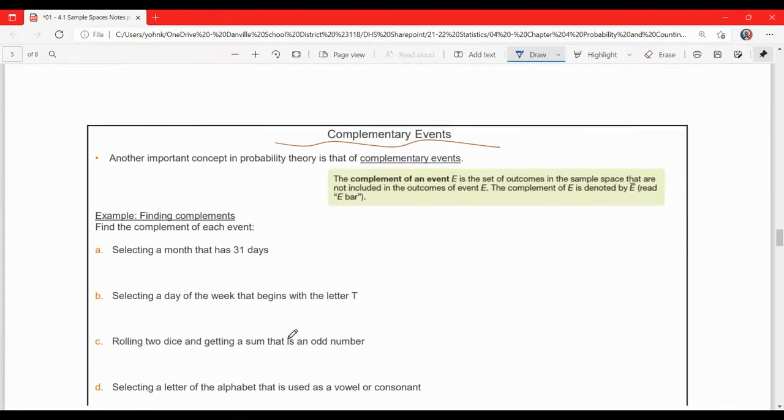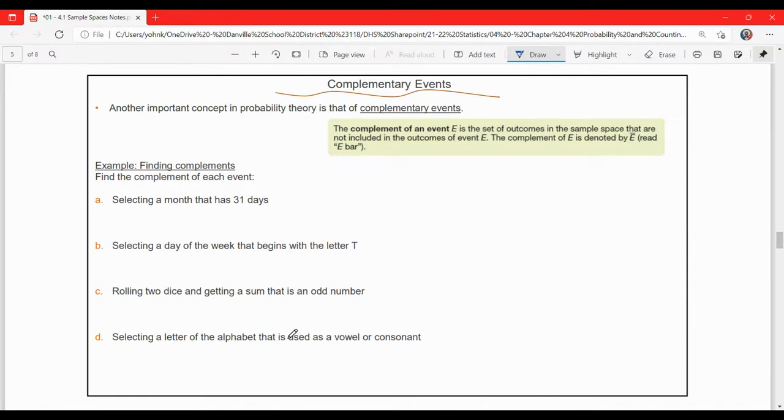Okay, in addition to the other rules of probability, we have something called complementary events. Complementary events says that the complement of an event E is the set of outcomes in the sample space that are not included in the outcomes of event E. The complement of E is denoted by E bar. So basically, the complement is everything but the outcomes of E in the sample space.